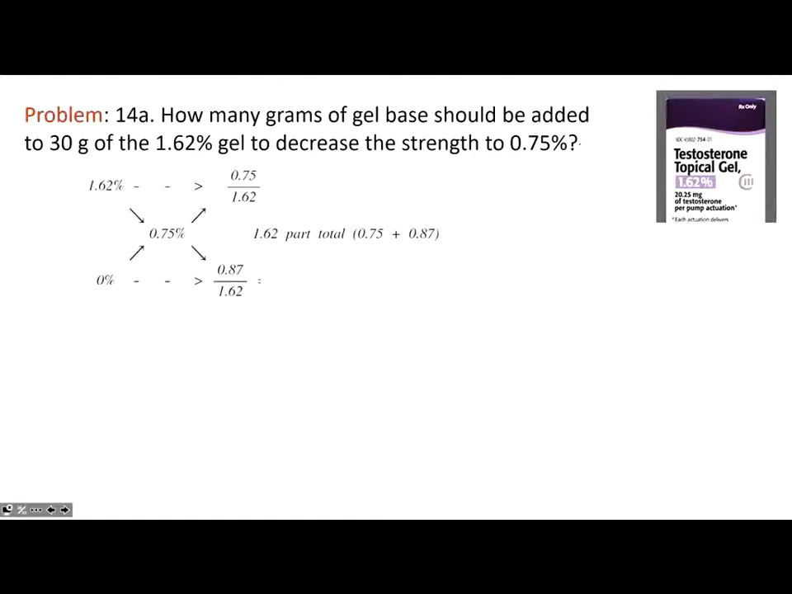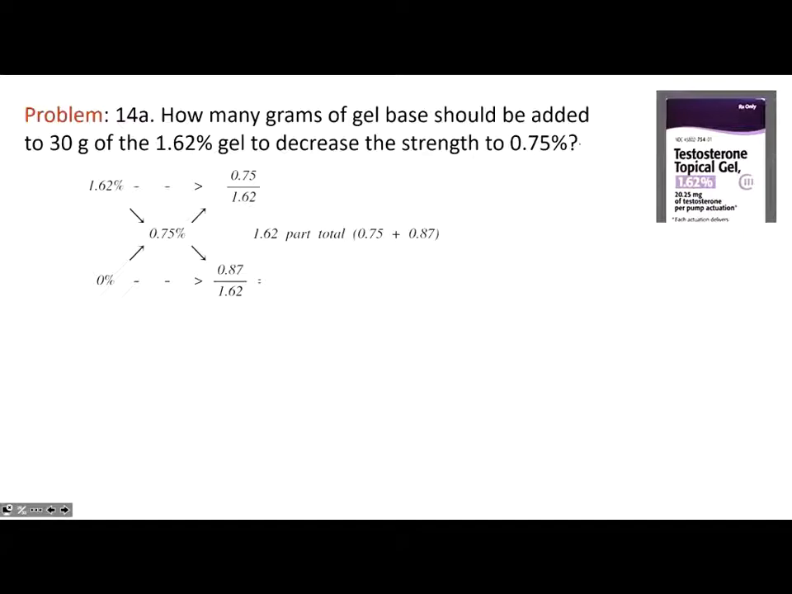So if I start with the whole alligation idea here, because I kind of like that, it's a visual thing. What I'm going to do is put my high strength concentration, which is a commercial product, the 1.62% on top. Down below that, I put the other ingredient, which is gel base. How much testosterone is in just basic gel base? None. It's a base. There's no drug in there. So that's 0%. All right?